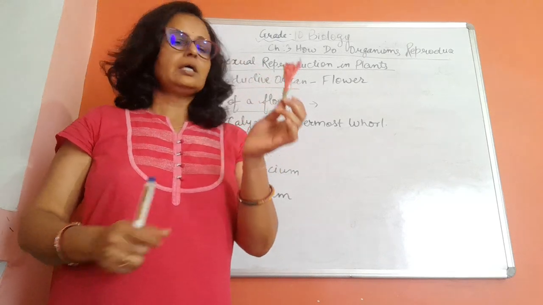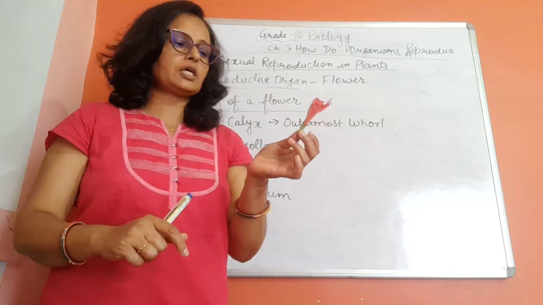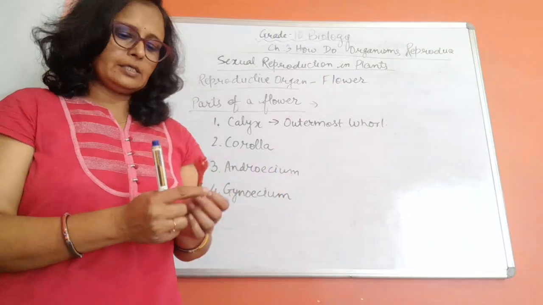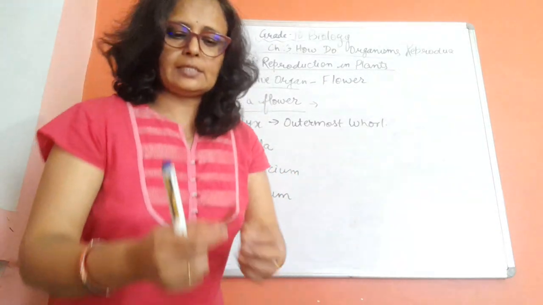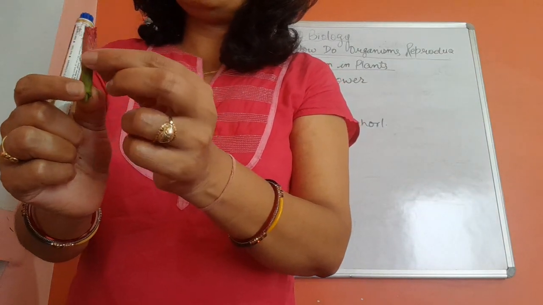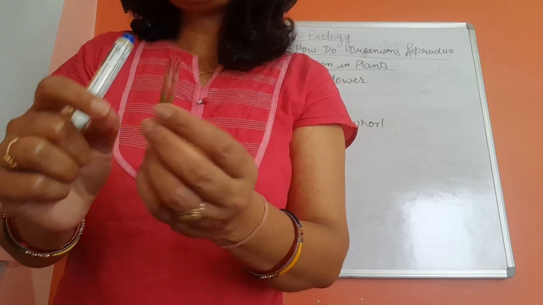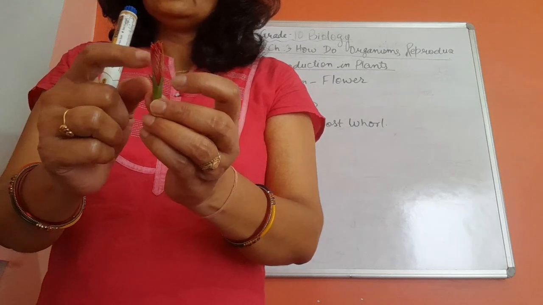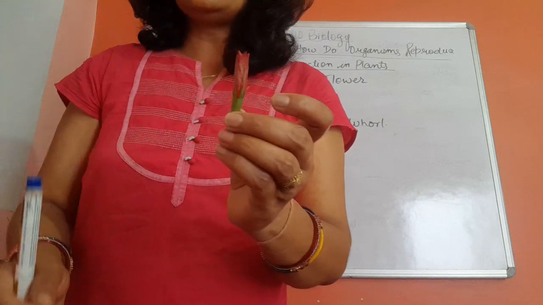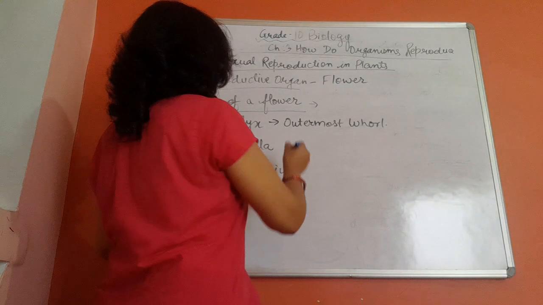If there is no calyx, it can't hold the flower in the bud stage, and in the bud stage itself it will get destroyed and then there will be no flower for reproduction, for pollination. So calyx. And each calyx, as you can see, has many of these. This one, the green kind of shape. This is basically sepals. So collection of sepal is called calyx.